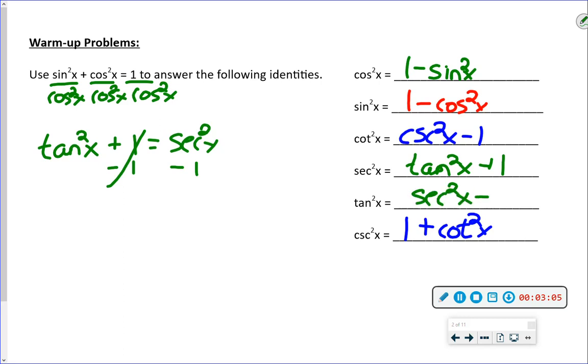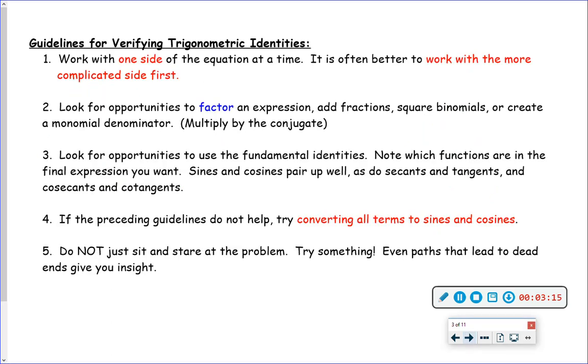So I'm just showing you that all of these Pythagorean identities really hinge off the main sine squared plus cosine squared equals 1. Of course, you get to use your identity sheet, so be looking at that closely. All right, to give you some guidelines, some hints as to how to approach these problems, that's what I have next here on your notes for you.